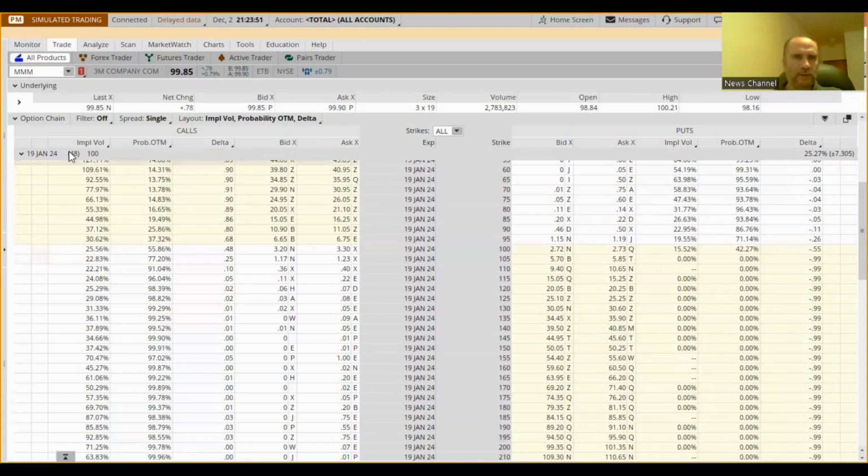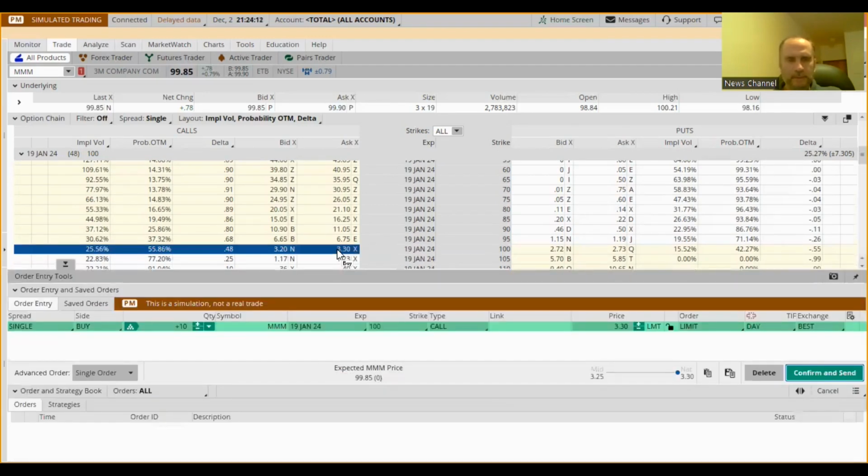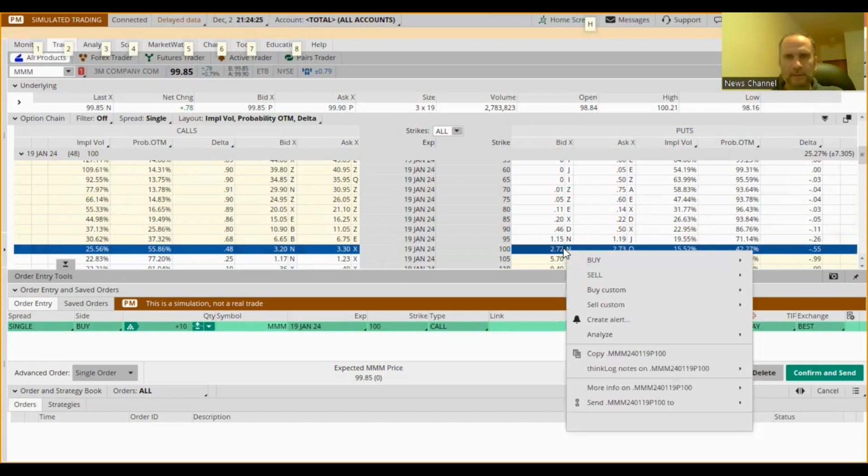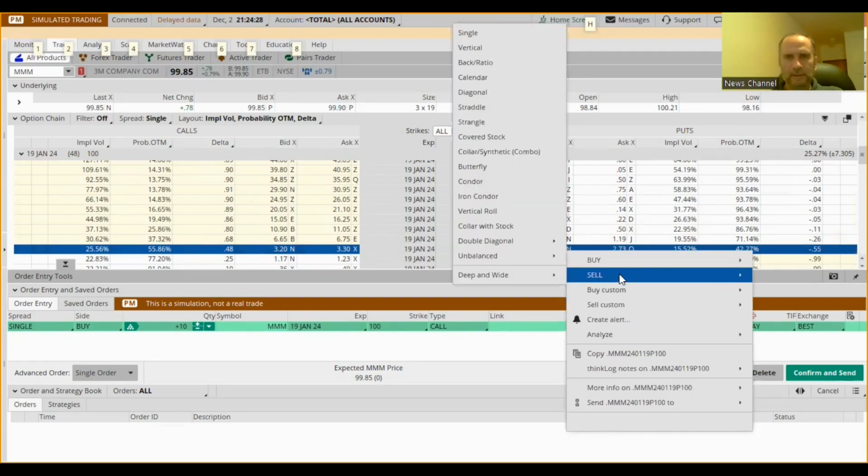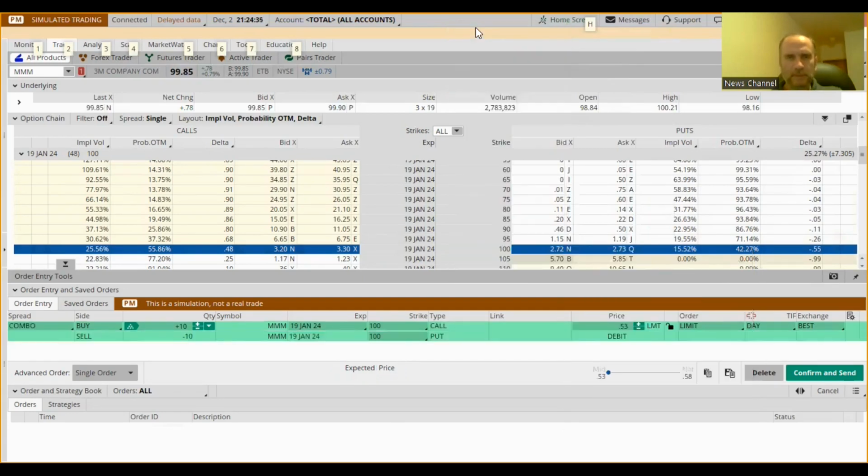Okay, so I'm going to choose a 48-day expiration date and 100 strike price. So that will be right here. When it says buy, as you can see, the tooltip shows buy, you just click that. Now the next thing you do is hold down the control key on your computer, go over to the 100 strike right here, overlay it, right click, and go to sell, single.